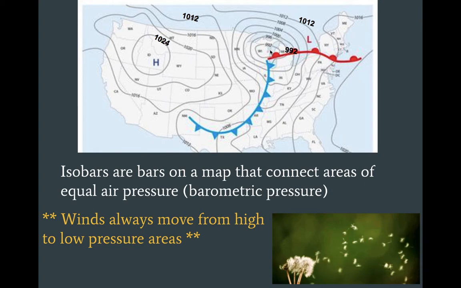If you have large increases in barometric pressure, you're going to have strong winds. If you have gradual increases like 992, 993, 994, 995, you're going to have wind, but it's going to be very light wind. If this is 992, this is 1050, this is 1070, you're going to have strong winds moving from high to low.